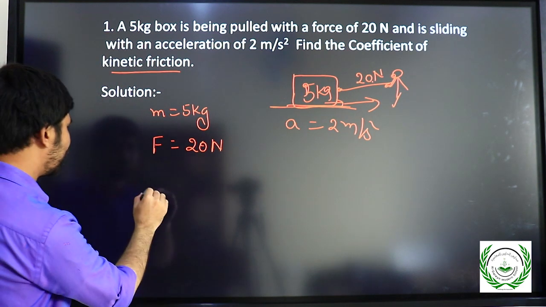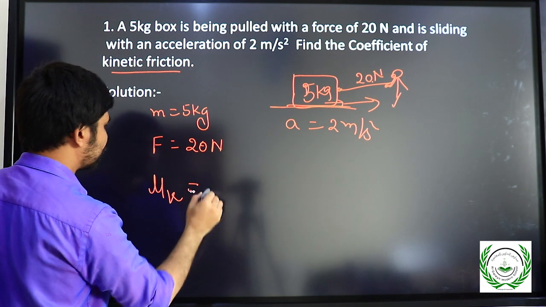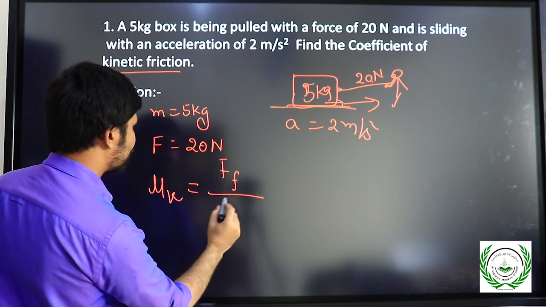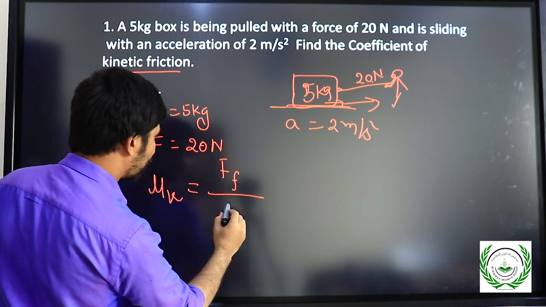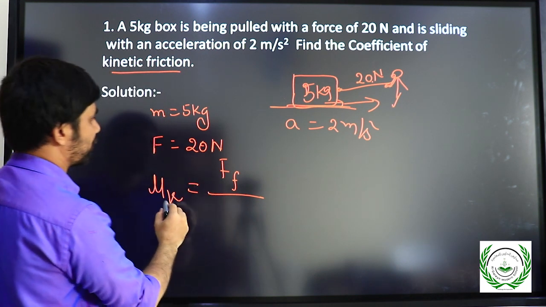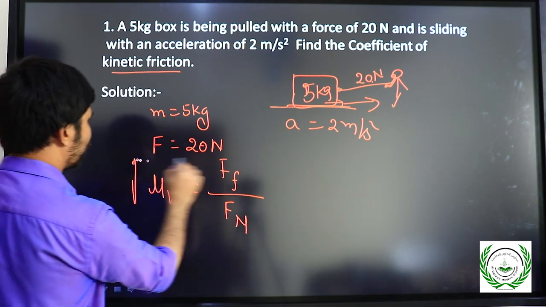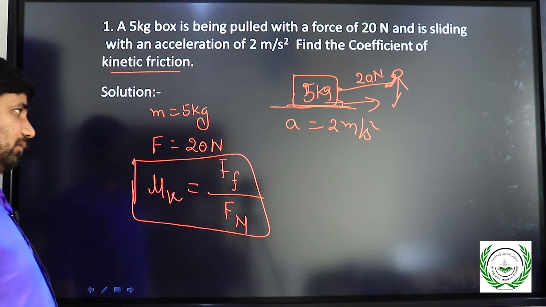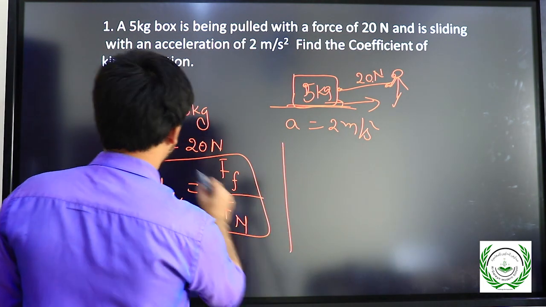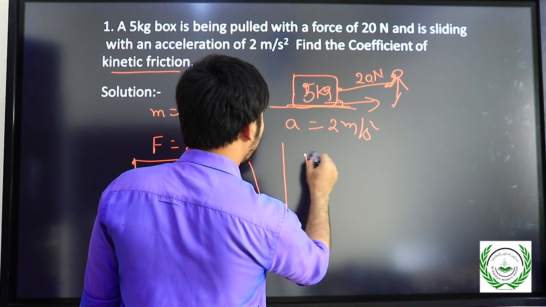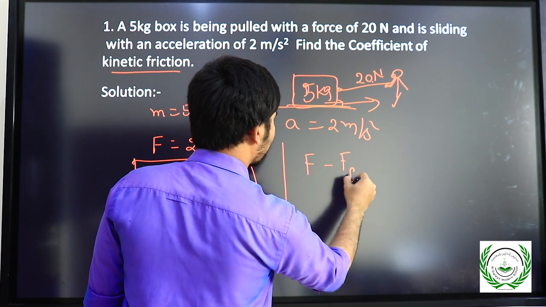Kinetic friction means we know the formula: frictional force divided by the normal force. If you use this formula, you will get the answer. Now, what is F? 20 newtons. How will you get the frictional force? F minus frictional force.